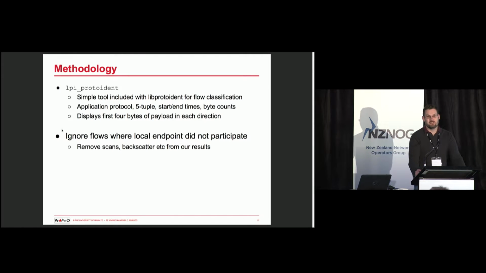It also displays the first 4 bytes of payload that it saw in each direction. This is mainly useful for helping me when I'm trying to figure out what the unknown flows are. I've got something to reference back to.